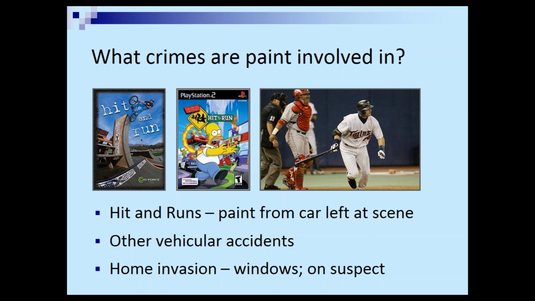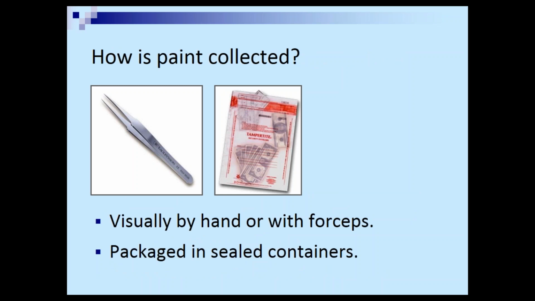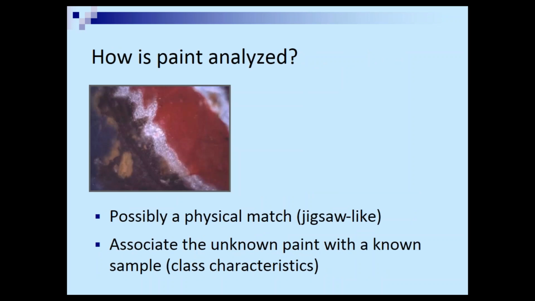But it's still the case that anytime you have paint that is chipped off of one item, be it a car or a house during a burglary, and is transferred from a thing to a person or place, then you can analyze that paint chip and compare it to the paint of the item you think it came from. You'd collect it just like everything else: by hand, forceps, maybe a tape lift, and seal it in a plastic container.